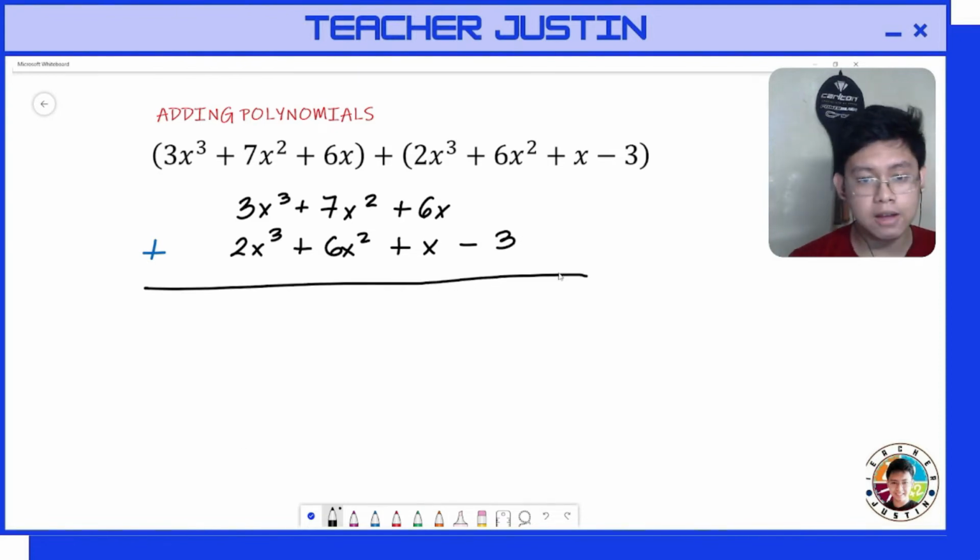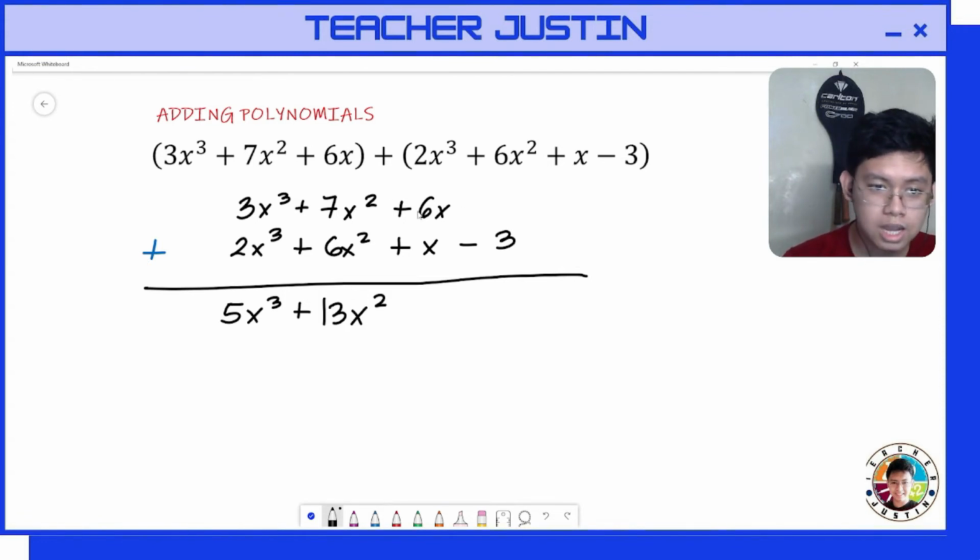Now that we know the like terms that we will add, we will now combine our similar terms. So let's start with the first one, 3x cubed plus 2x cubed, that will be 5x cubed. 7x squared plus 6x squared, so that will give us 13x squared. So add the coefficient, copy the variable.